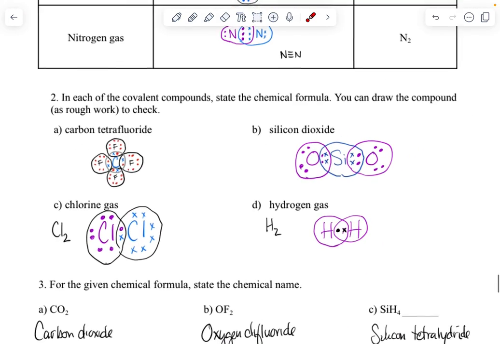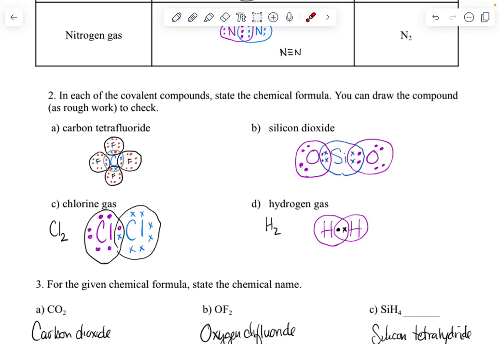So for this, we were asked to draw the compound and state the chemical formula. So the first one is carbon tetrafluoride. So I drew a diagram so I could check my work. And I have, by the name, I have carbon, and that's only 1 of them, so that would make C. I have tetra, so I know whatever comes next is there's going to be 4 of, and it says fluor, so I know that's fluorine. So F, and there's 4 of them. So this is CF4, and when I drew my diagram to confirm it, to check, then I knew I was correct because it all worked.